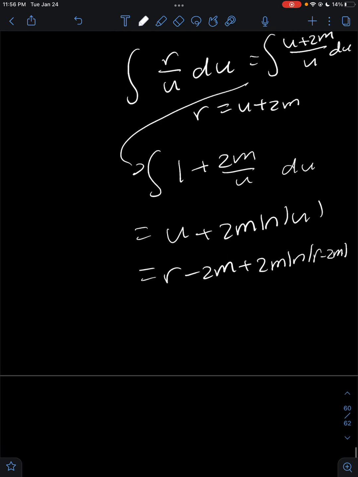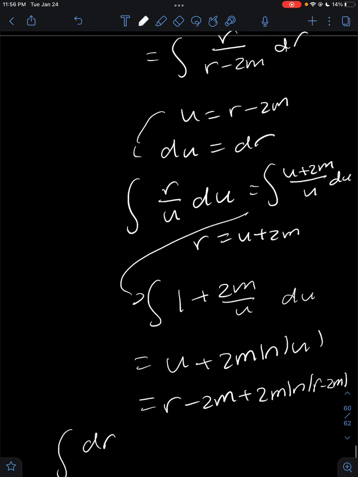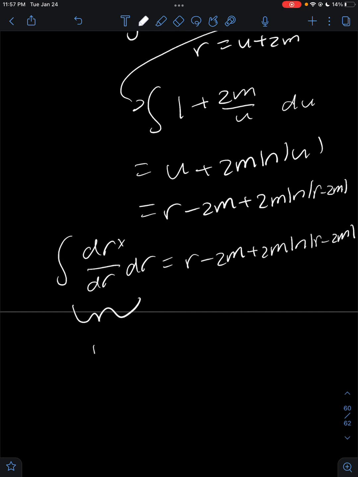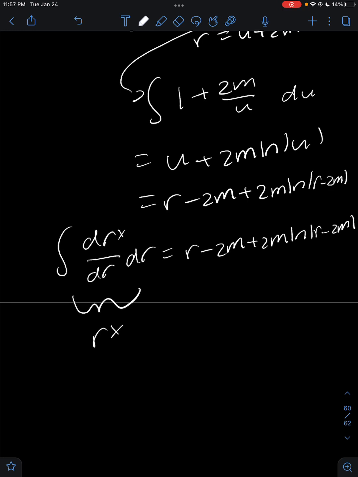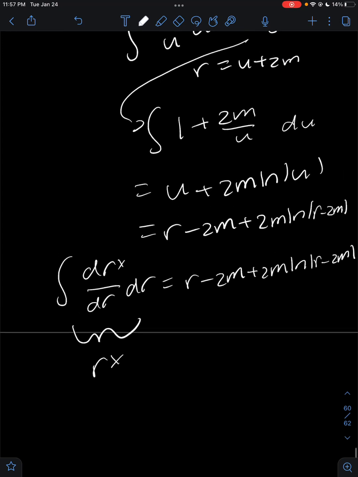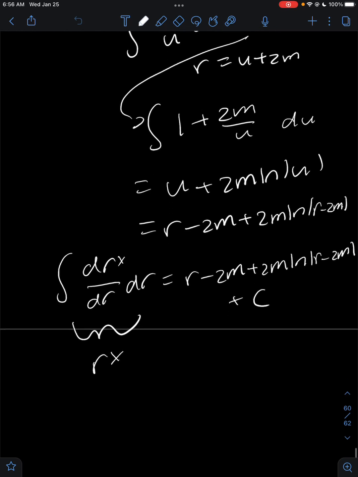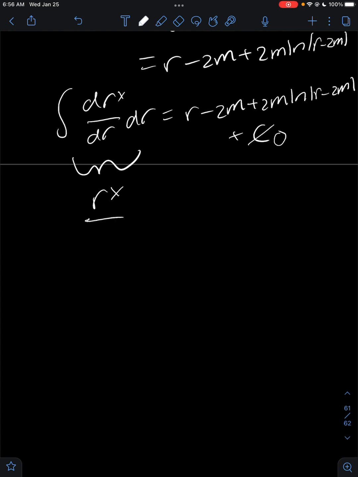So the integral of dr conjugate over dr, with respect to r, of course, is just going to give us our r conjugate if we were to integrate it. And technically speaking, we should have a plus c. We could choose our value for c to be 2m to cancel out with this 2m over here, or we could just choose it to be 0 if we'd like. But the main idea here is that our tortoise coordinate, our r conjugate, can be written as r minus 2m plus 2m natural log of the absolute value of r minus 2m, plus c.